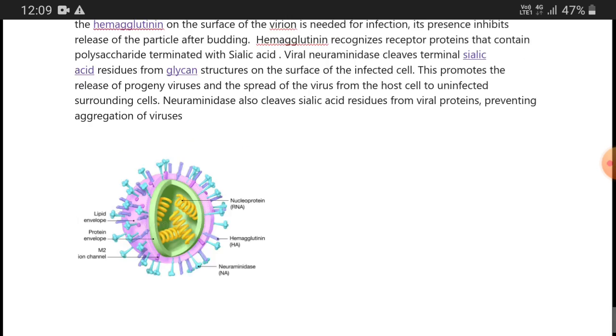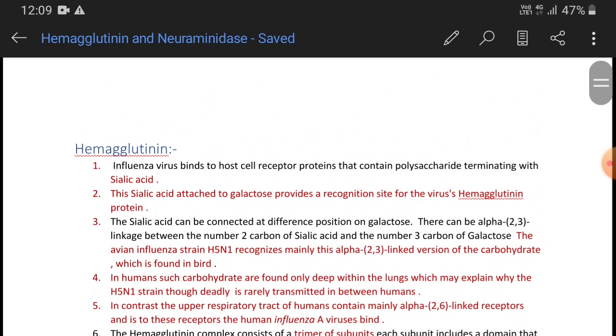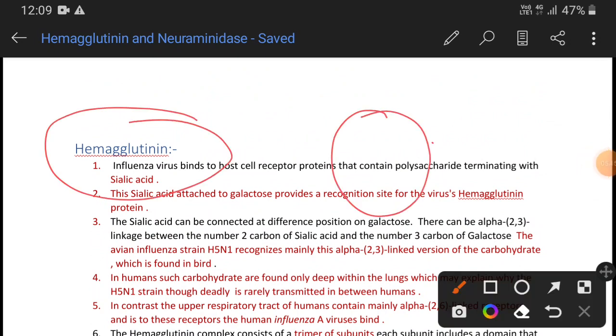Now for a quick recap, let's revise hemagglutinin. Hemagglutinin is the first type of receptor present on the viral envelope that ensures entry of the virus, by interacting with the host cell receptor protein containing polysaccharide terminating with sialic acid. This hemagglutinin is a trimeric complex. Each subunit consists of two things: one is the binding domain, another is the fusion peptide. How is this fusion peptide freed? It is freed due to cleavage of a specific portion of the hemagglutinin by an enzyme coming from the epithelial lining of the human respiratory tract, and that activates the influenza virus.